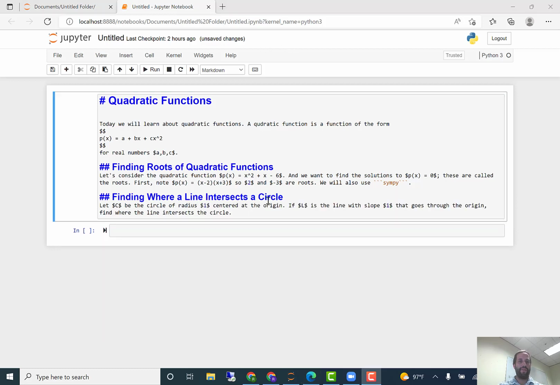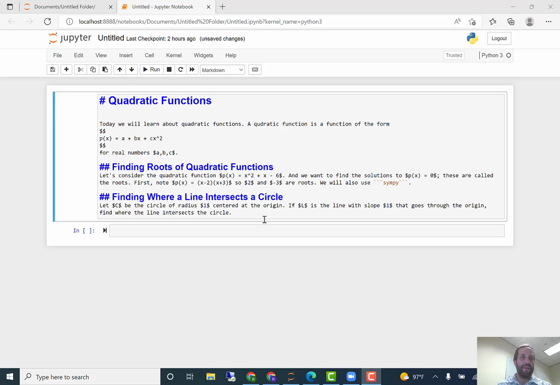Okay, so this is what I have. Let C be the circle of radius 1 centered at the origin. If L is the line with slope 1 that goes through the origin, find where the line intersects the circle. Okay, so geometrically, we might be able to think about this, which is definitely a good way to think through this.